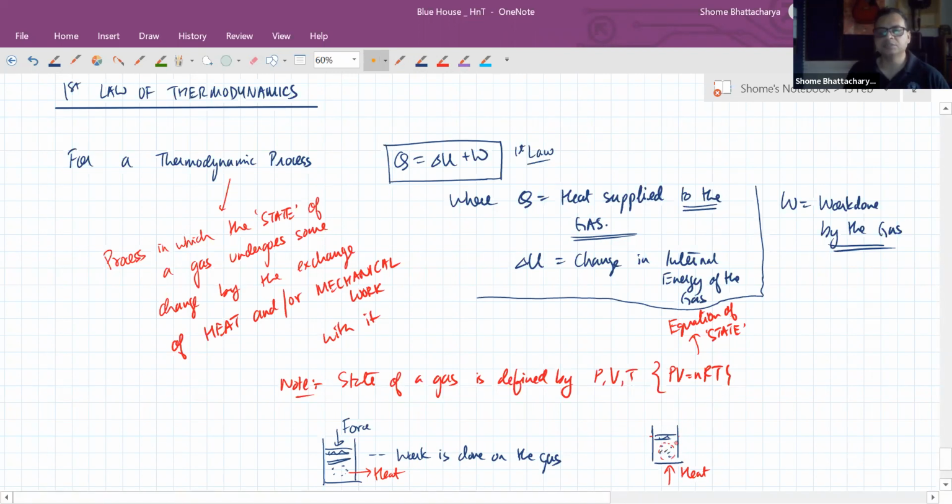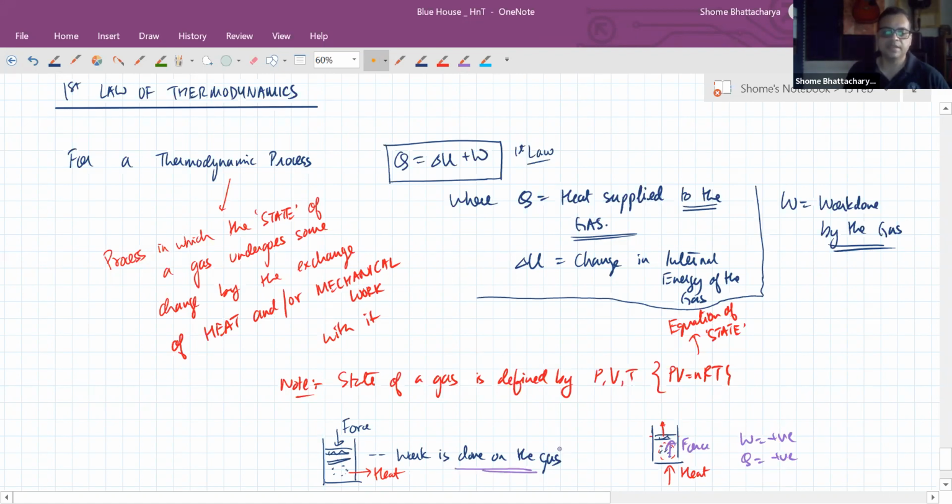On the other hand, if I let the piston be free, it might displace in this direction. So the force that the gas is applying on the piston would be doing work. So in this case, W would be positive. I'm supplying heat to the gas, so Q would be positive. And internal energy will tend to increase or decrease. That depends on how we are doing the process.